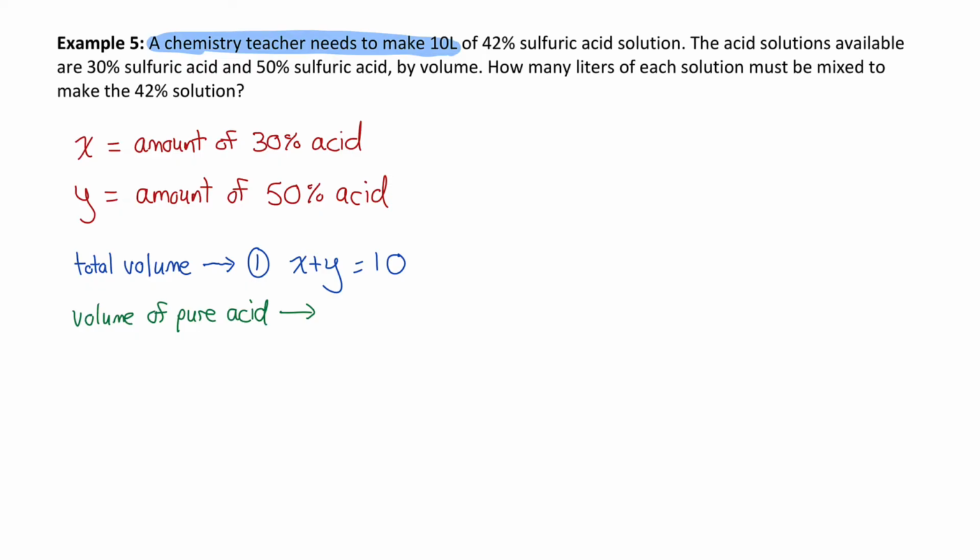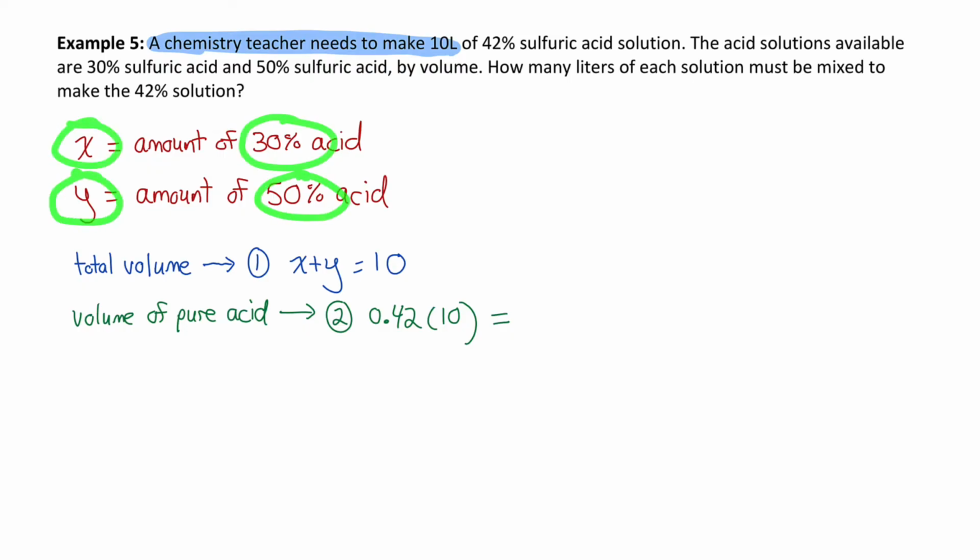And then for my equation for the volume of pure acid that's in the mixture, well, only 42% of the 10 liters should be acid. So the amount of pure acid is 42% of 10 liters. But what is 42% of 10 liters? Well, 42% divided by 100 is 0.42. If I multiply that by 10 liters, that will tell me the total amount of sulfuric acid within that 10-liter mixture. And I can set that equal to 30% of mixture X plus 50% of mixture Y, which will give me this total amount of acid in the mixture.